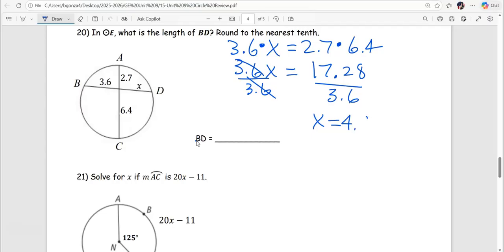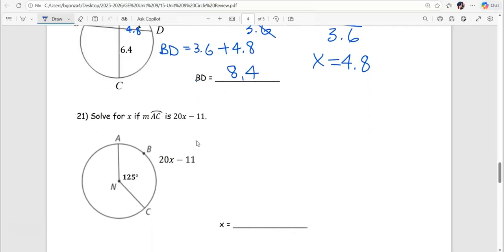Now that's just x. That's not the answer. X right here is 4.8. If you want BD, B to D, you got to add the two parts. So BD equals 3.6, the left part, plus the new right part we just got. Okay. And I think you get 8.4. Yep.